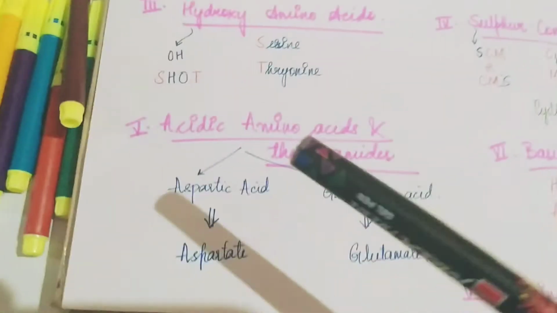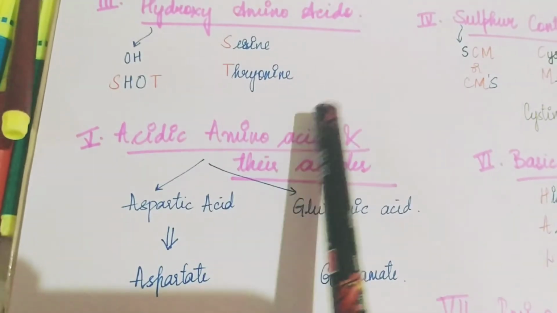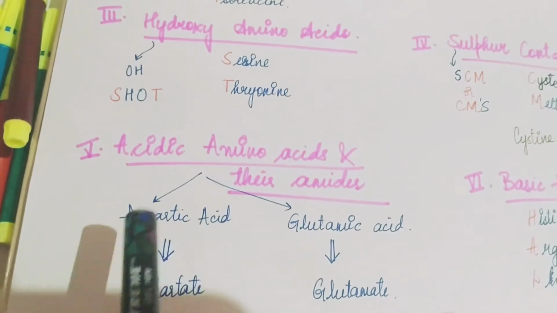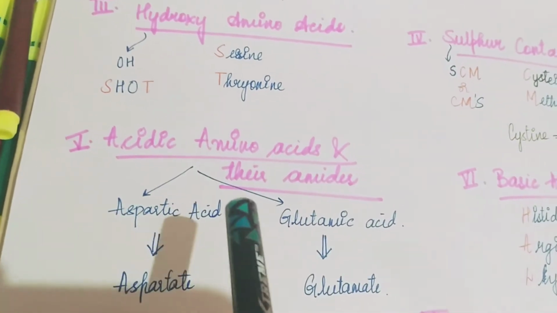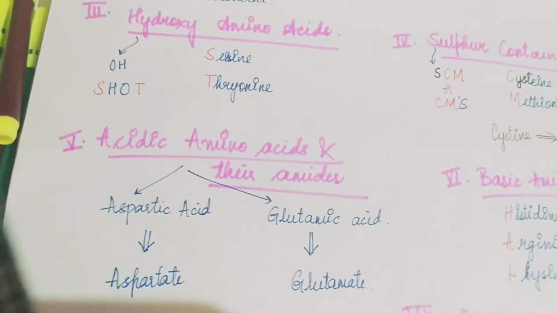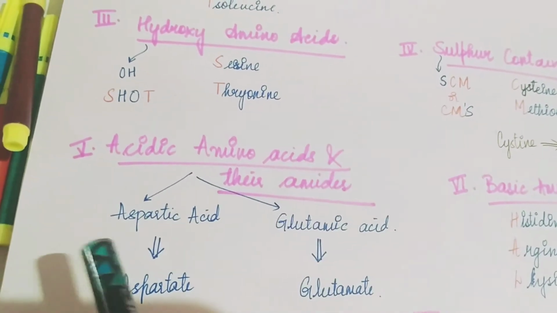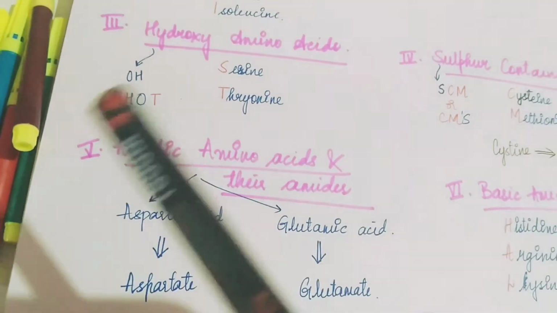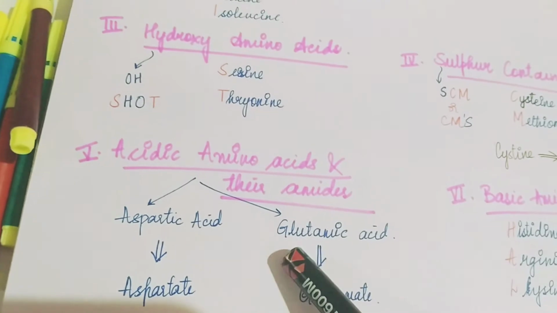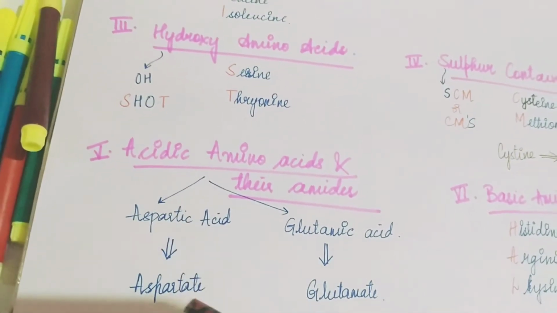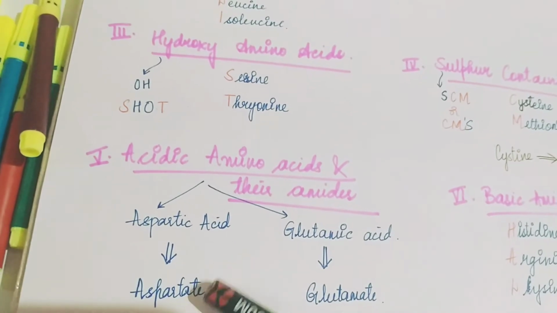Going to the next, we have acidic amino acids and their amides. There's no mnemonic for this, and I don't think it's required. It's aspartic acid and glutamic acid. Anything which ends with acid is an acidic amino acid. So aspartic acid and glutamic acid, and their amides are also individual amino acids, right? So aspartate, which is an amide of aspartic acid, comes under those 20 amino acids.